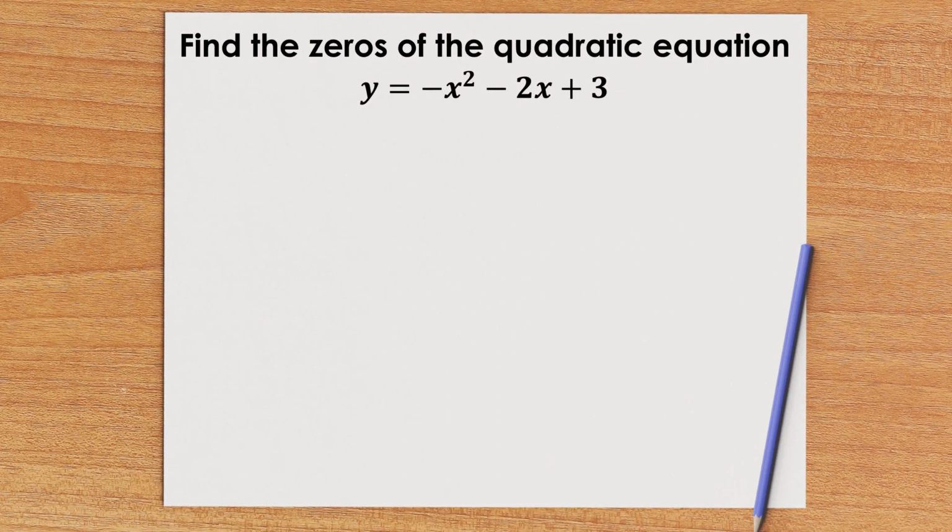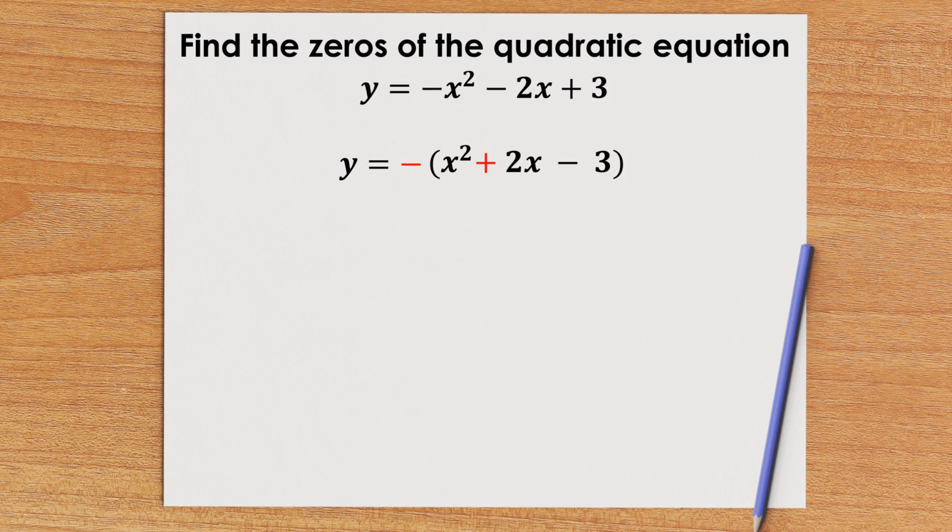A could also be negative, like in this example. When solving quadratics by factoring, our a should always be positive to make things easy. So to get rid of that negative, we can factor it out of every term by simply switching their signs. This gives us the equation y equals -1 times x squared plus 2x minus 3.